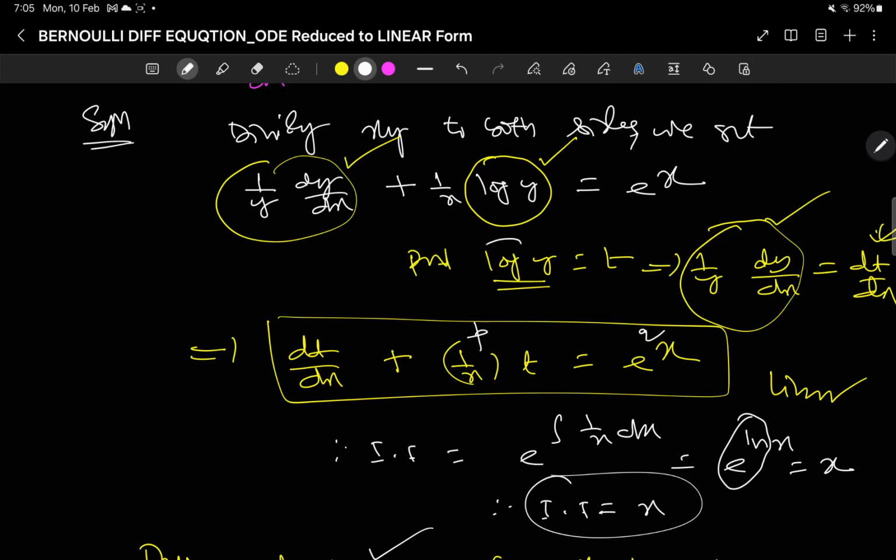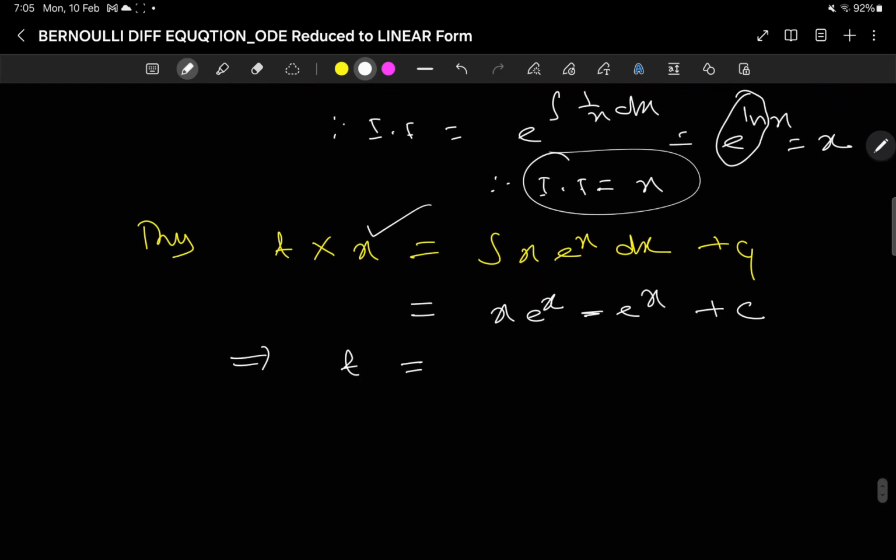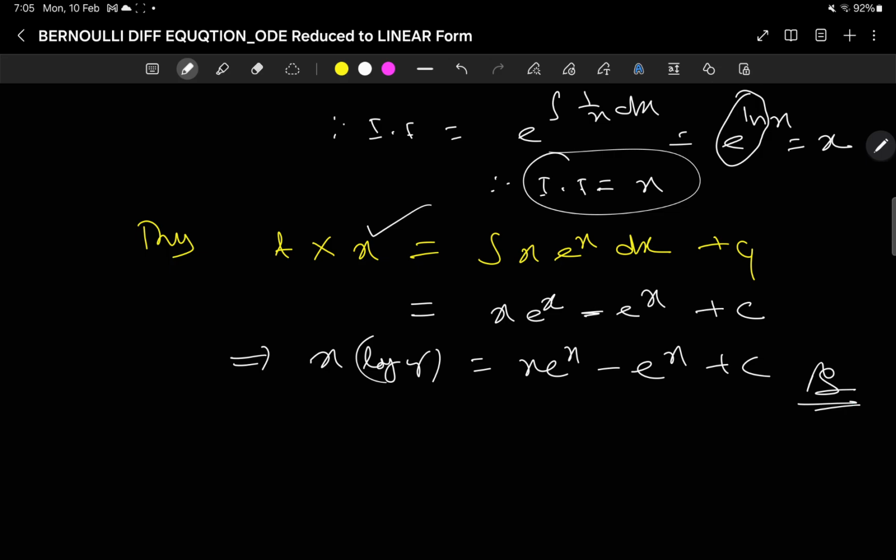So just I now substitute the value of t as here log y. So I can write it here x log y. Okay. So this is x e to the power x minus e to the power x plus c. So I leave it. So this is my answer.